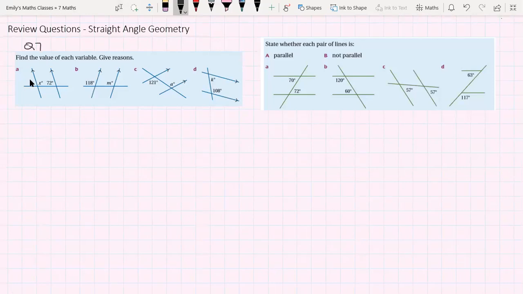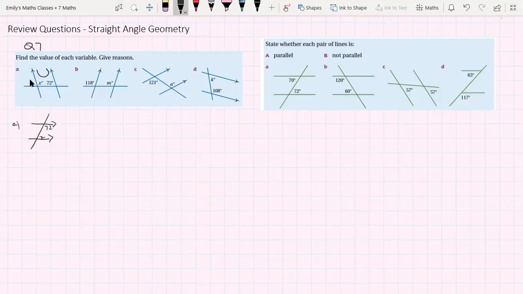Now, hopefully, if you don't know what corresponding, alternate and co-interior angles are, you've looked at my previous clips that I've put up on Schoolbox. But this one is what we would have called co-interior. That sort of makes the C angle. We could look at it, turn it sideways, and you can look at it that way. There's your parallel lines. That's the 72. That's the X. These are co-interior.